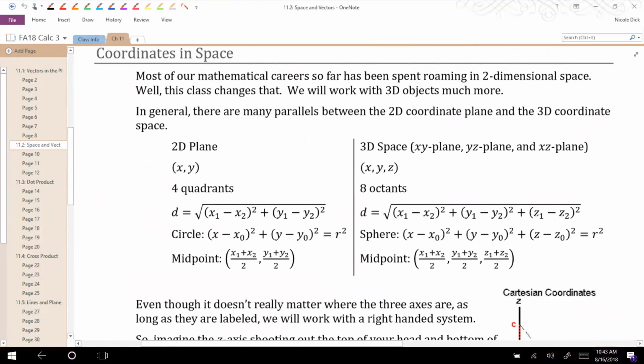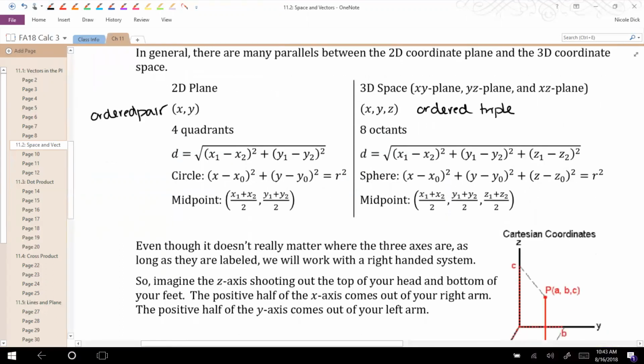Instead of just having an ordered pair, which we are familiar with, now we have an ordered triple, because it has 3 terms instead of 2 terms. Z, as you can see, is the next letter that we use to represent this 3rd dimension that we're adding here. In 2 dimensions, we have 4 quadrants. In 3 dimensions, we have 8 octants, because it's split into 8 regions there.